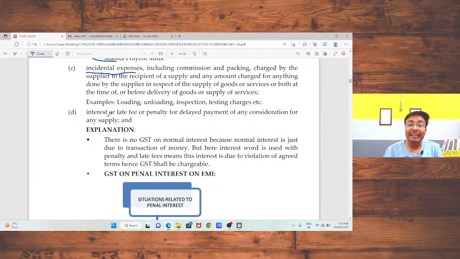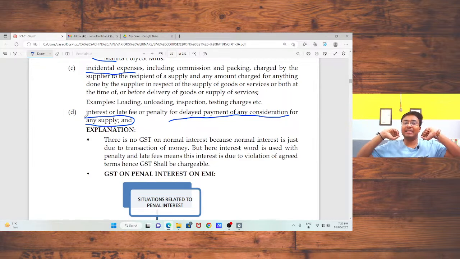Okay, interest or late fees or penalty for delayed payment for any consideration for any supply. In maximum cases, while vouching or checking the books of accounts, I found that there are two types of interest available. One is on account of trade interest and one is on account of unsecured loan interest. Okay, trade interest and unsecured loan interest.